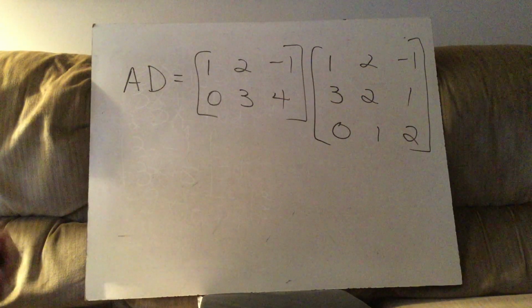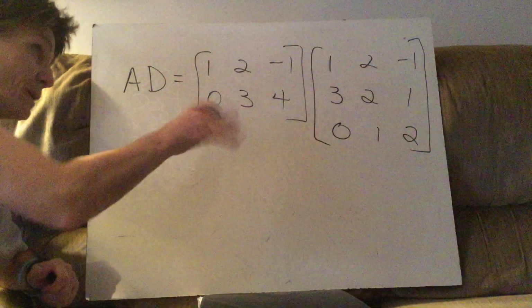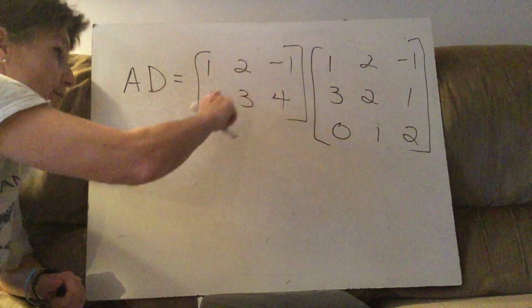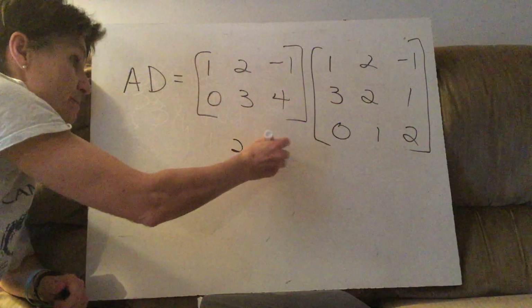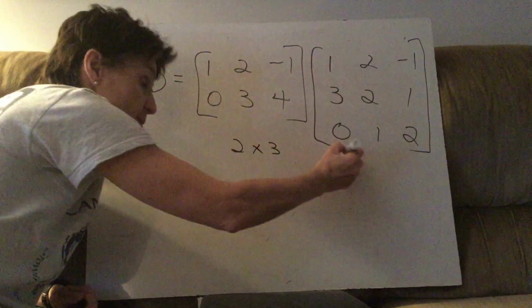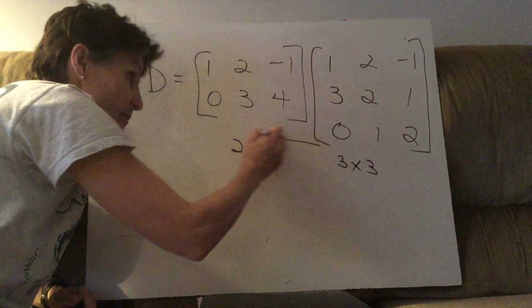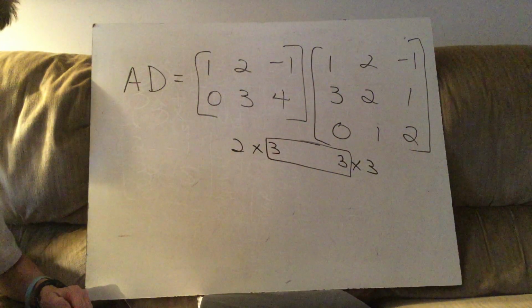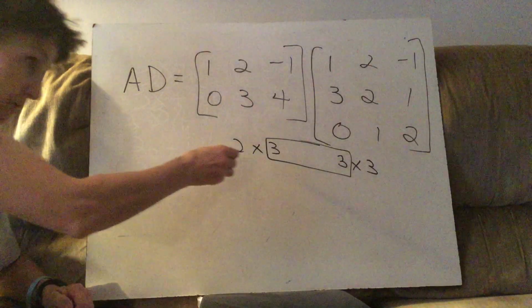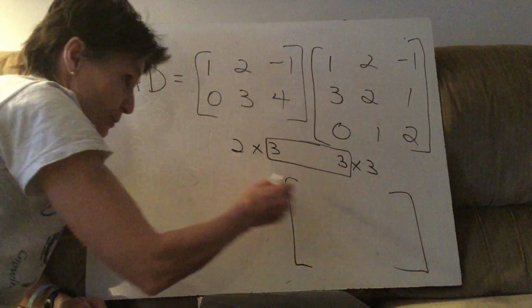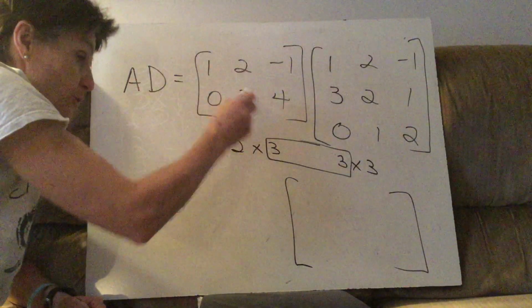Well, before you jump in and start doing this, we got to make sure we even can. So the dimensions of this matrix right here are 2 rows and 3 columns. The dimensions of this matrix are 3 rows and 3 columns. Guess what? We can multiply. And our answer will be a 2 by 3. So it'll look just like this one.